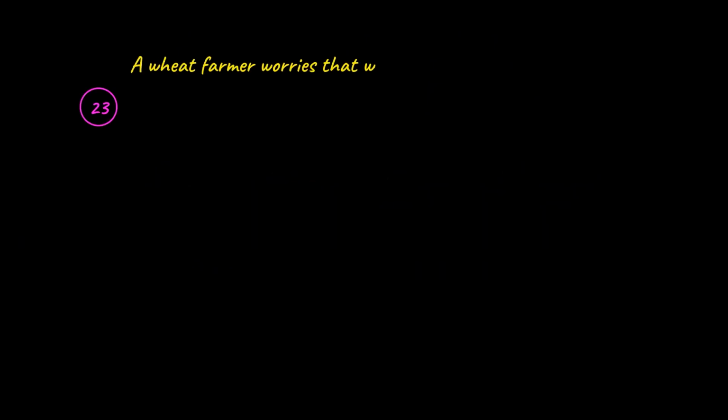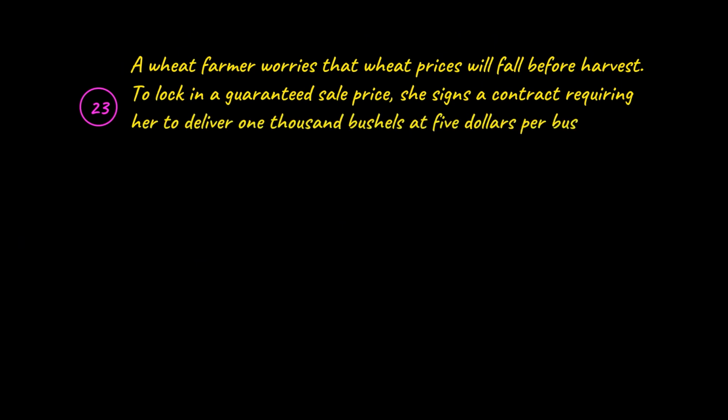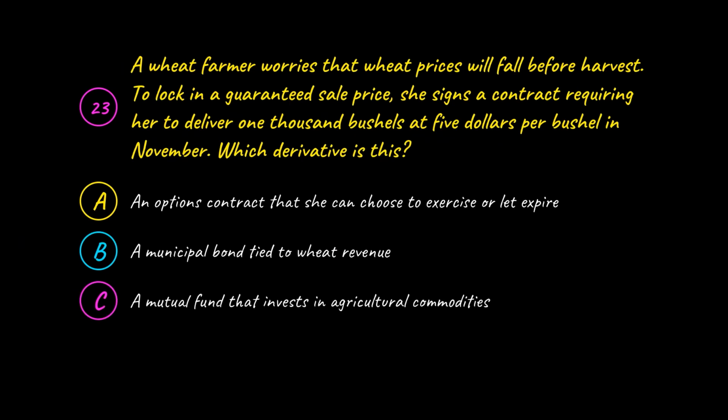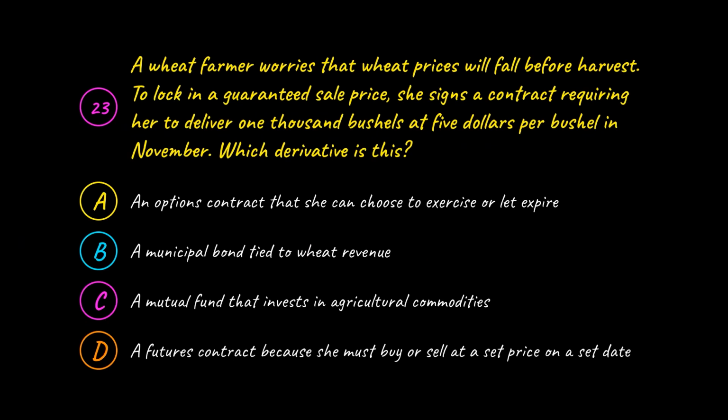Question 23. A wheat farmer worries that wheat prices will fall before harvest. To lock in a guaranteed sale price, she signs a contract requiring her to deliver 1,000 bushels at $5 per bushel in November. Which derivative is this? Your options are A. An options contract that she can choose to exercise or let expire. B. A municipal bond tied to wheat revenue. C. A mutual fund that invests in agricultural commodities. D. A futures contract because she must buy or sell at a set price on a set date. Don't overthink it. Which one feels right?